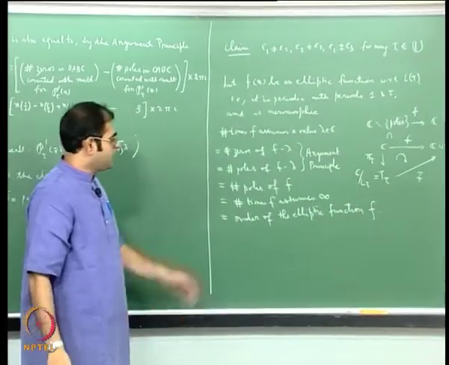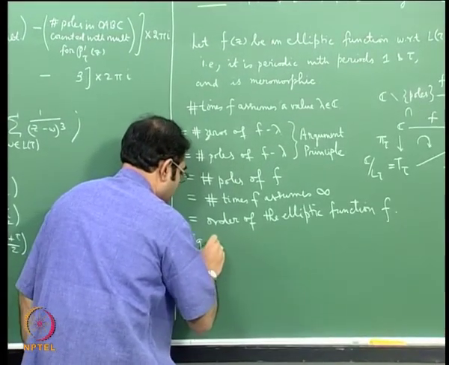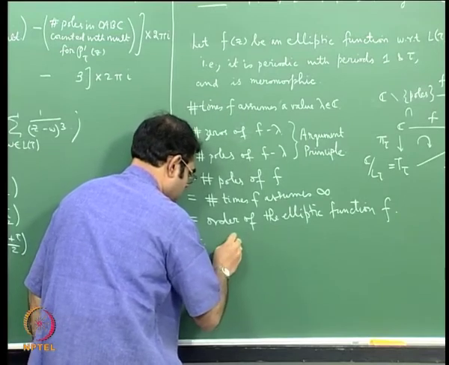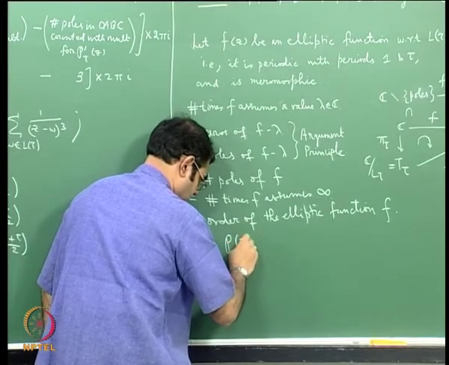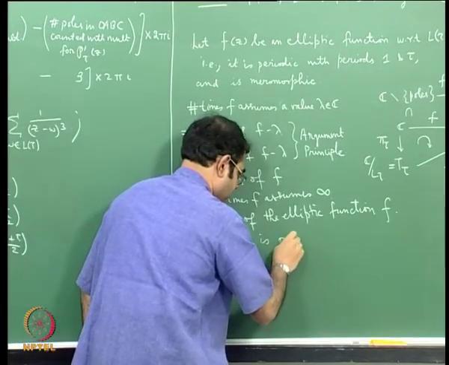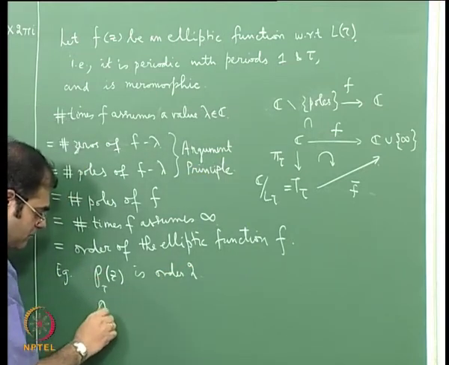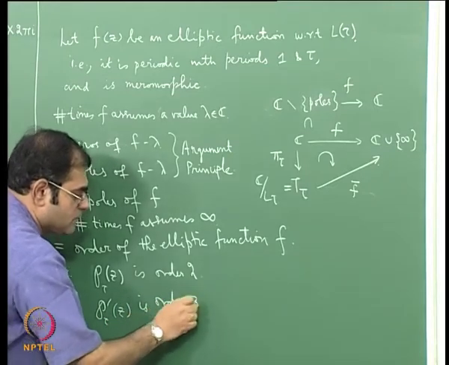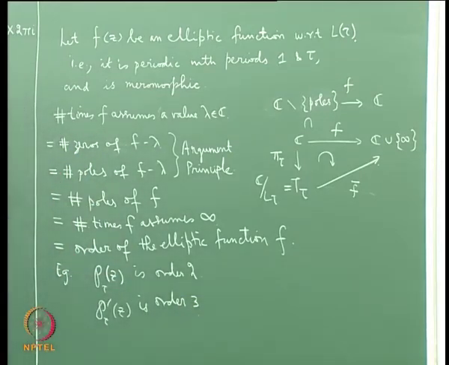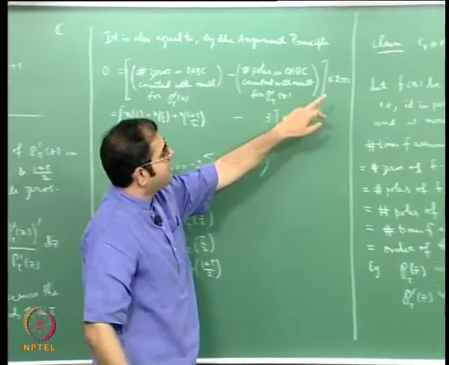So we have examples of this. The examples that we have seen are the Weierstrass function phi of z, which is of order 2, and its derivative, which is of order 3, and so on. Now this is enough to prove my claim.